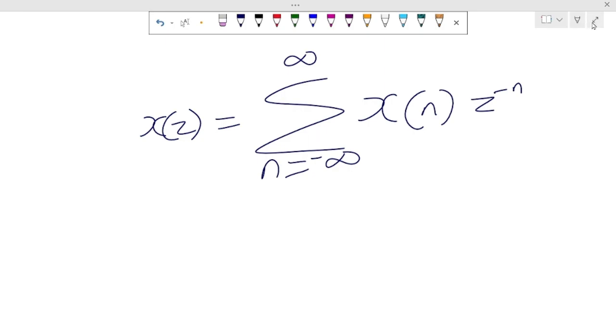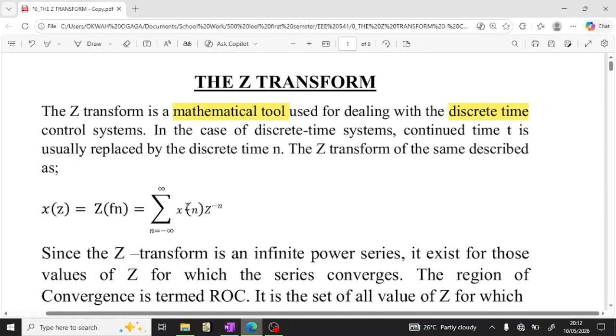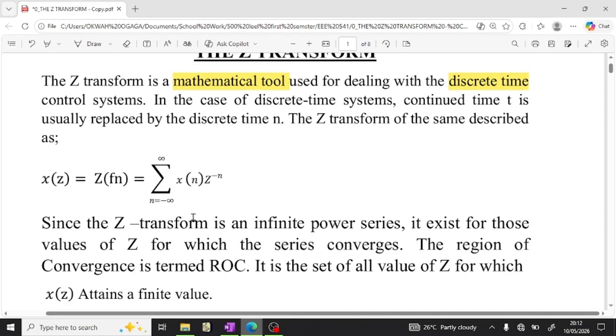So let's go back to that material and see. So this is the formula. Yeah, perfect, this is the formula. Don't worry about this thing. And this just says X of z; it means the z function. This is just the meaning. So let's go.